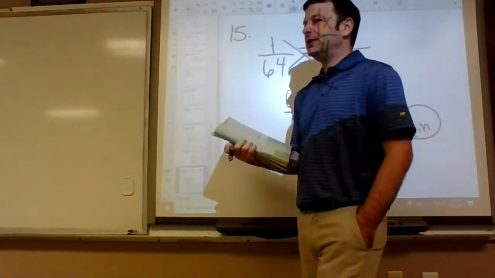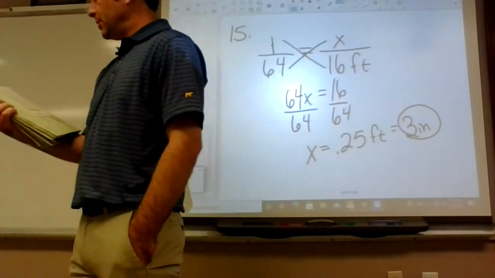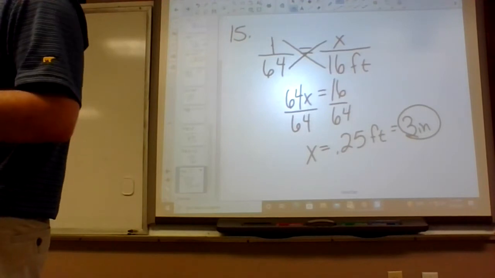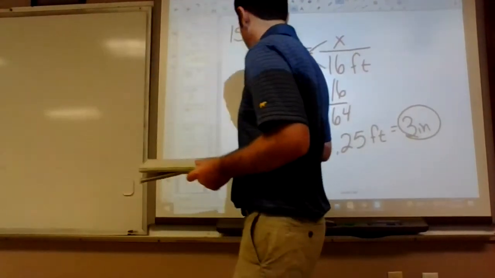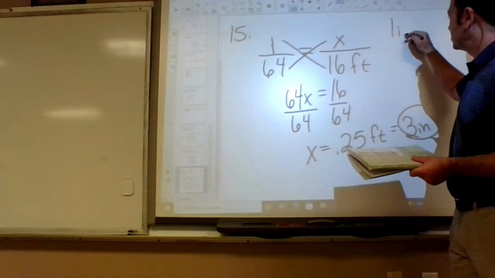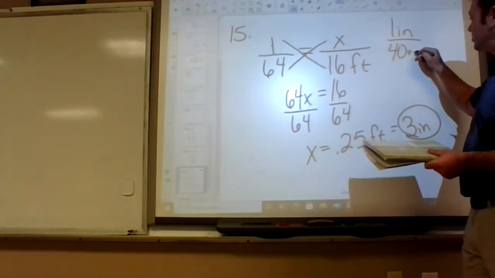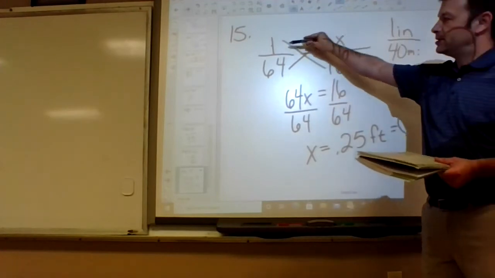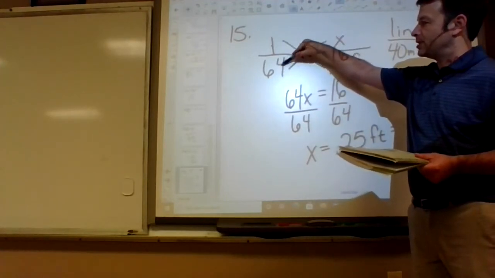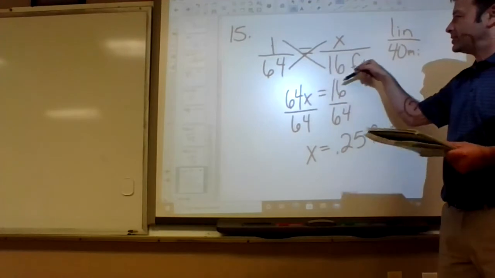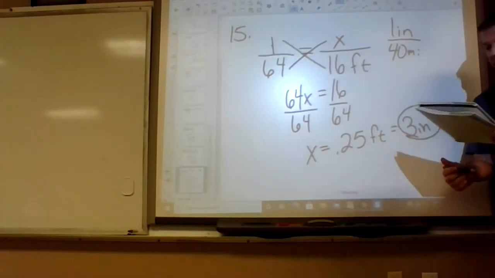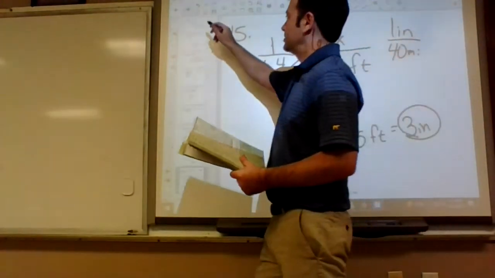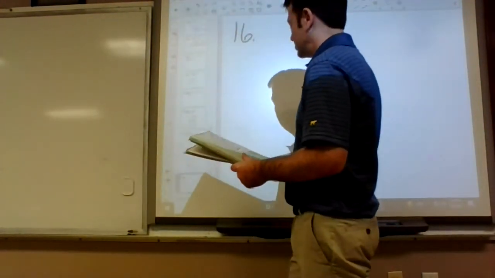Okay, on 14, you don't have to convert from inches to miles because the scale already does inches to miles. Does that make sense? On 14, it says 1 inch is 40 miles. So it already does the converting for you. This one, it didn't do that. It just said it's 64 to 1. It doesn't convert from feet to inches. So on 15, we had to do a little extra work. 16, I better do 16 with you, because that's a doozy.